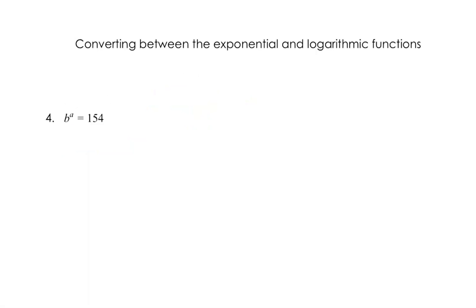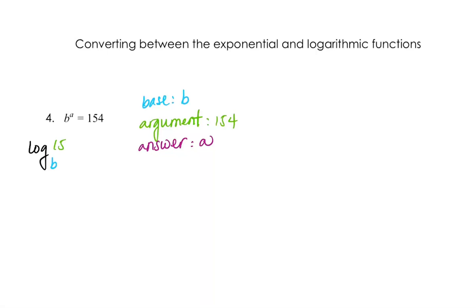Now let's read question number 4. b elevated to the 8th power equals 154. Let's identify the parts of this exponential function. Let's rewrite it as a logarithm function. We have the log base b of 154 equals a. And that will be the final answer to our problem.